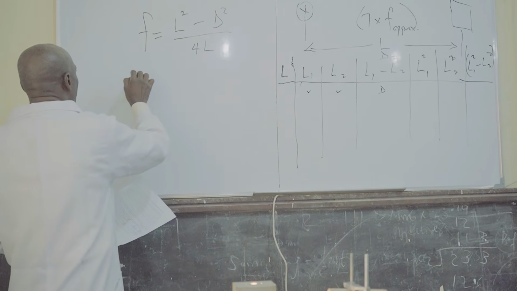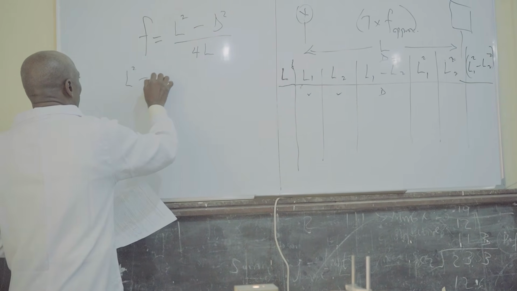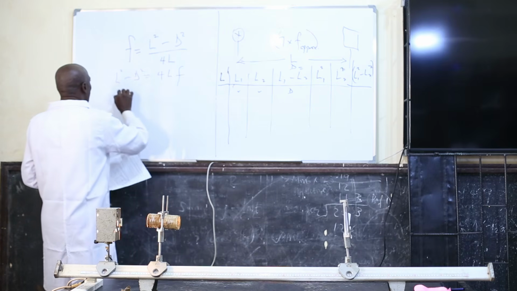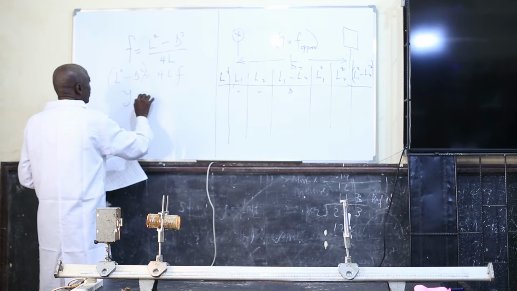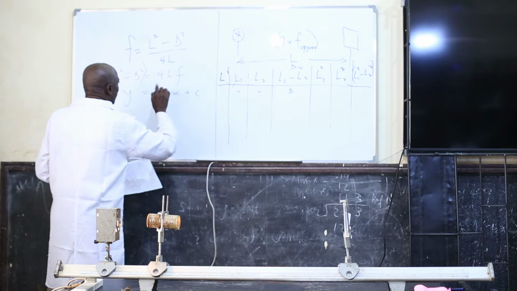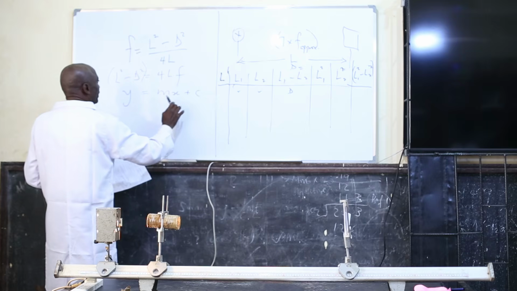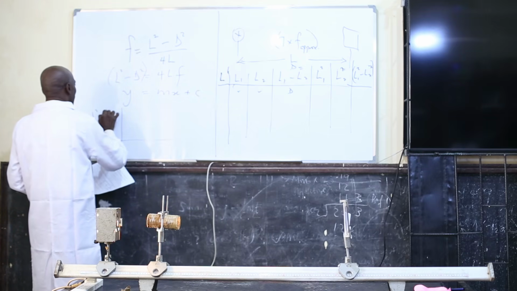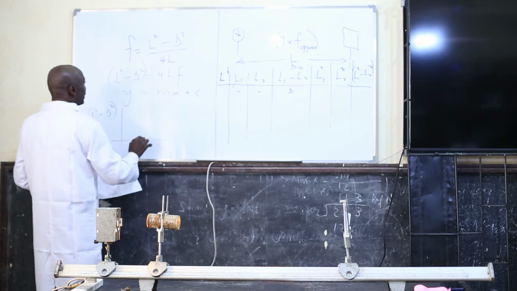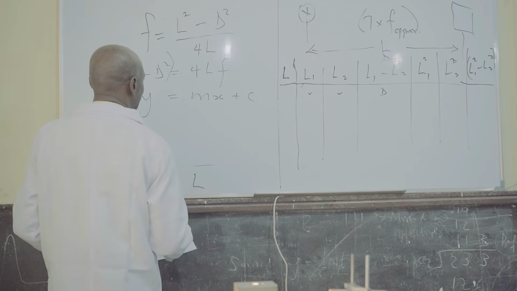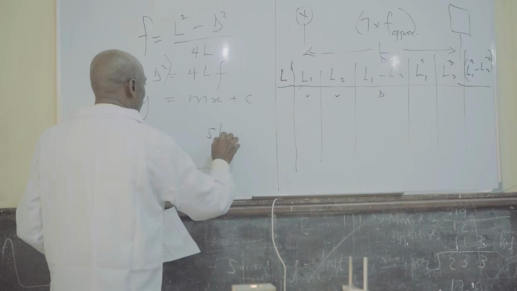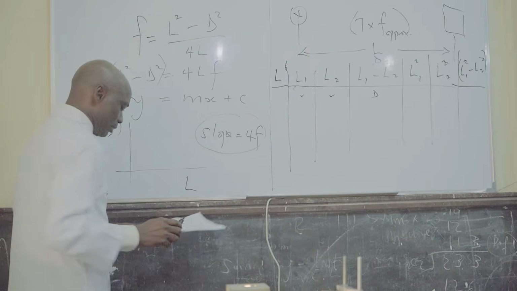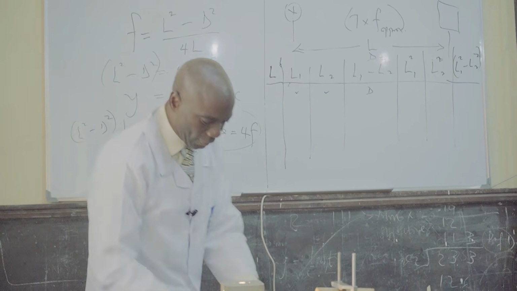So from here, you have your L squared minus D squared equals 4LF. If you look at this, you have y equals fx plus c. So that we can plot, you now plot the graph of L squared minus D squared against your L, from where you get your slope to be 4F.